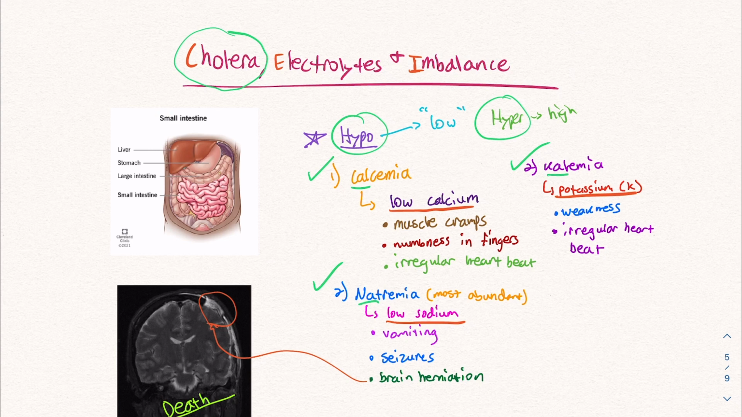Low calcium: muscle cramps, numbness in fingers, irregular heartbeat. Low sodium: vomiting, seizures. You could have what's called a brain herniation, where your brain tissue pushes past the barrier that it's in and can cause death and all sorts of crazy stuff. And then low potassium: weakness, irregular heartbeat. We spoke about how these ions earlier create this charge, and that influences the signals that get sent. So your muscles will be affected, your heart, and a whole host of other things. This is what happens when you have low electrolytes.